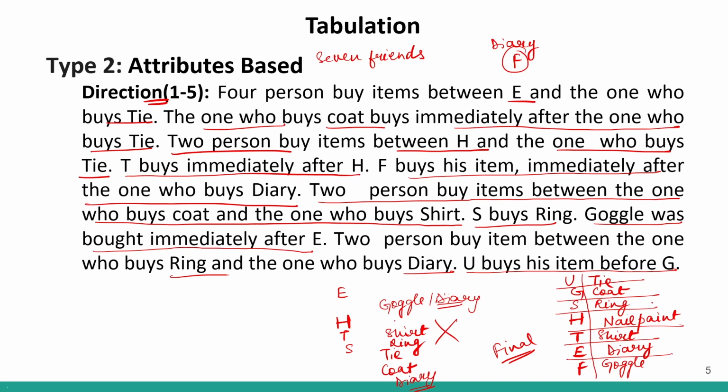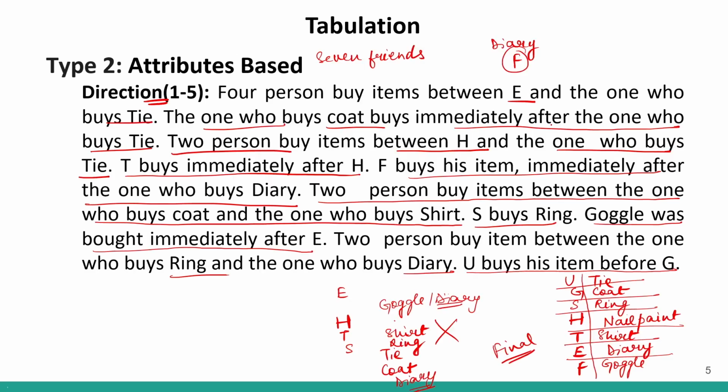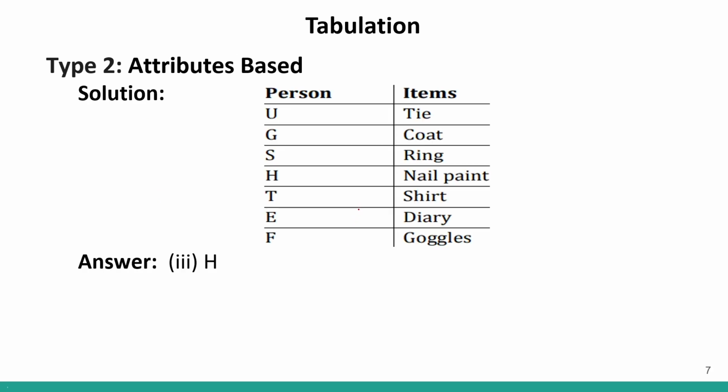Based on this arrangement, we have 5 questions. Let us look at them. Question number 1 is, who among the following buys nail paint? So this we already know. Going back to the arrangement, nail paint is bought by H. Correct? So my answer will be option number 3, H. This is the arrangement. Correct?